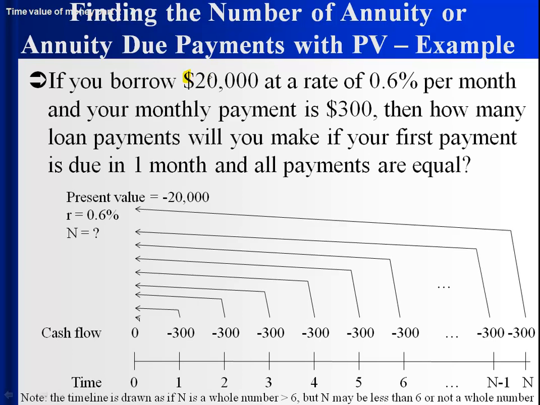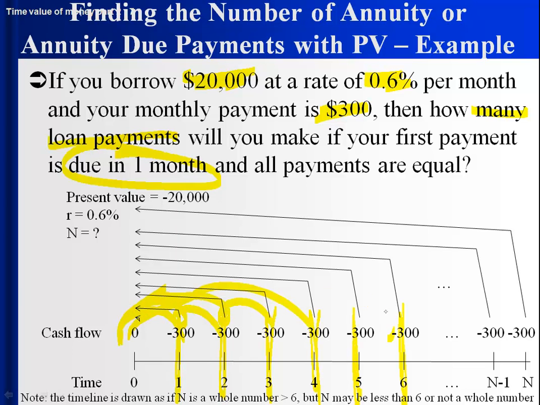Similar problem, same borrowing, same monthly payment, same monthly rate, same question, how many loan payments, but your first payment is due in 1 month. 2, 3, so how many of these do we need such that their present value is equal to negative 20 to offset the loan?